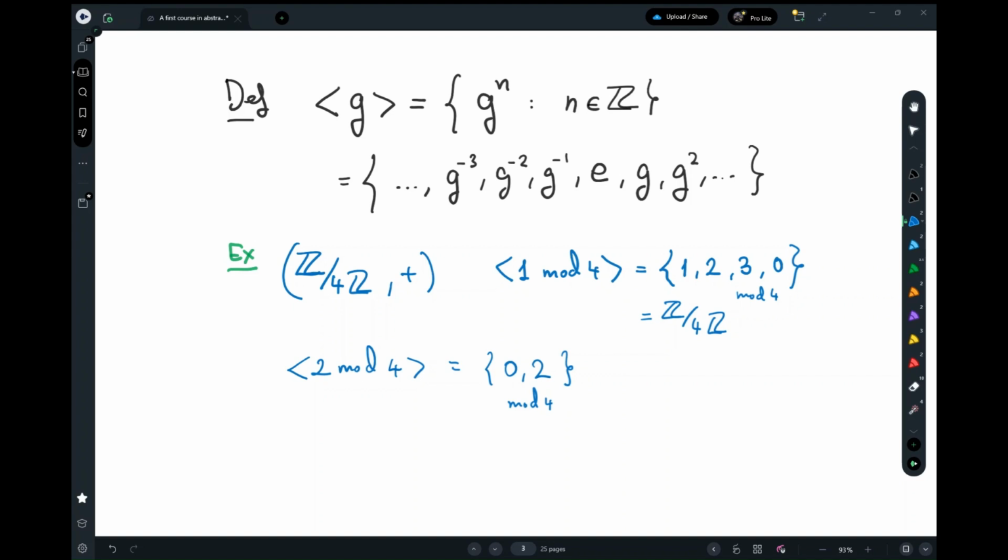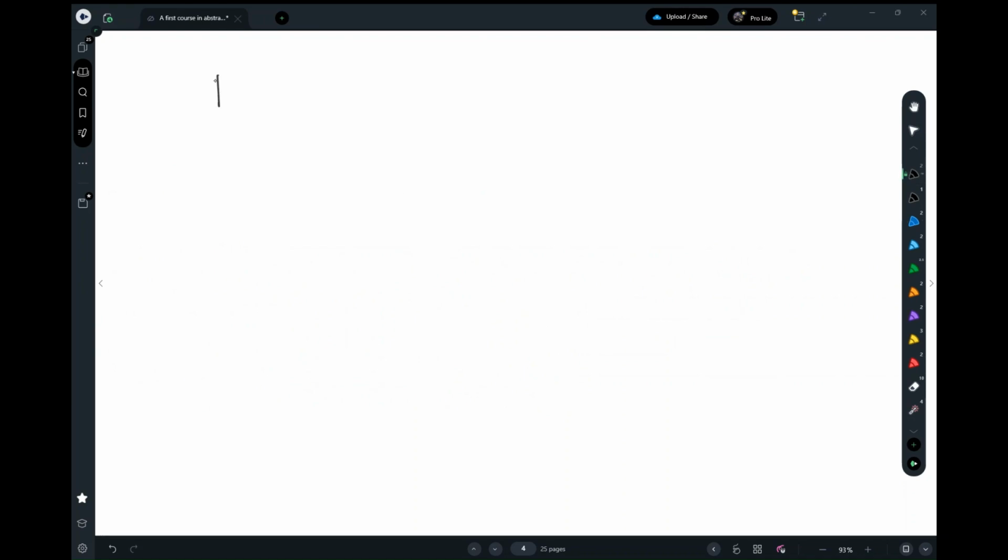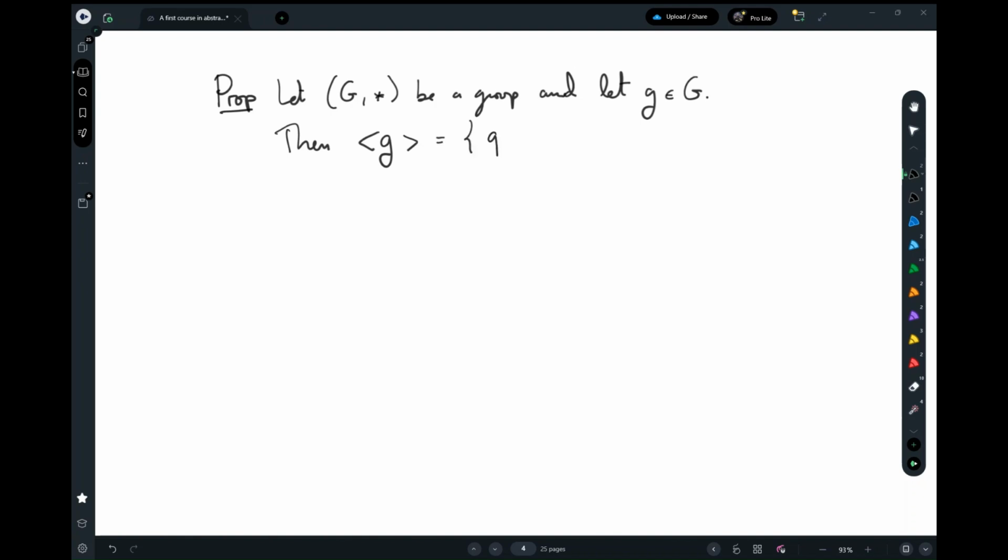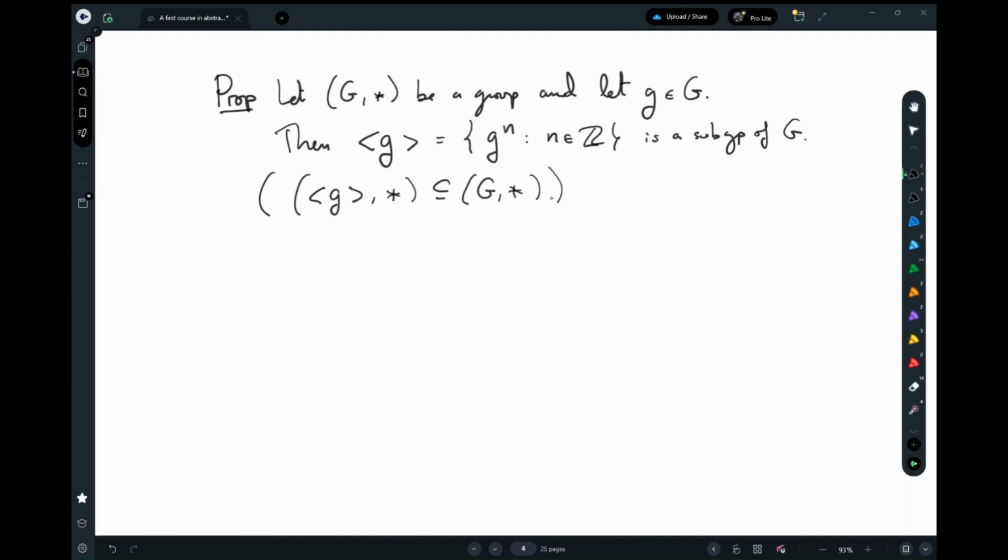All right, so what I want to prove is, in fact, the following proposition: let (G, *) be a group, and let g be an element of G. Then this subset generated by g, again, powers of g as n runs through the integers, is a subgroup of G, meaning that this one with the same binary operation is a subgroup of (G, *). That's what we mean. So how are we going to prove this?